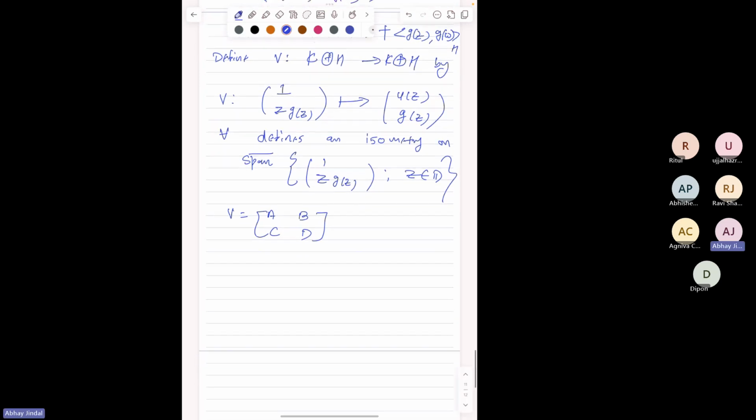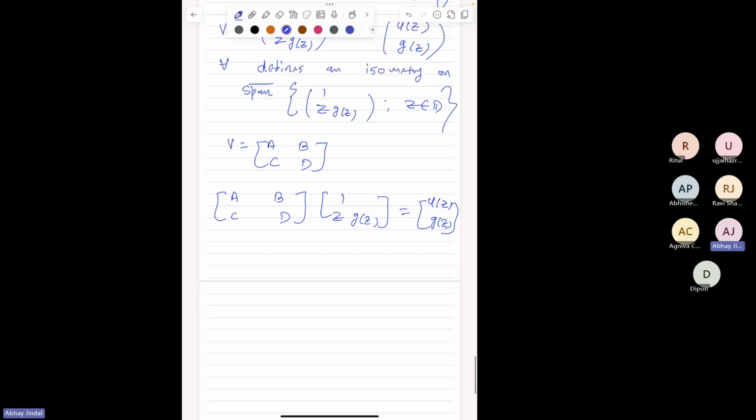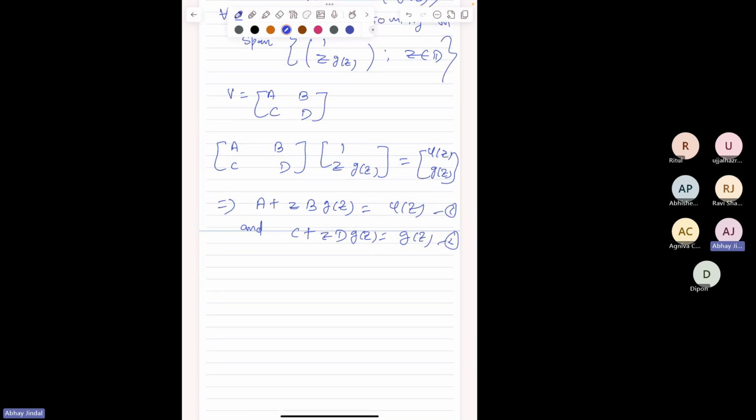We write V as A, B, C, D. I mean, this is just the decomposition. And what we have then: (A, B; C, D) applied to (1, z g_z), where is it going? It is going to (phi(z), g_z). This implies A + zB g_z is phi(z), and C + zD g_z is g_z. So let us call these 1 and 2.